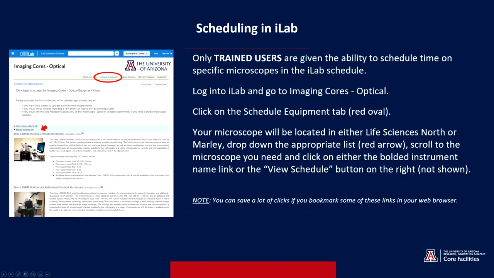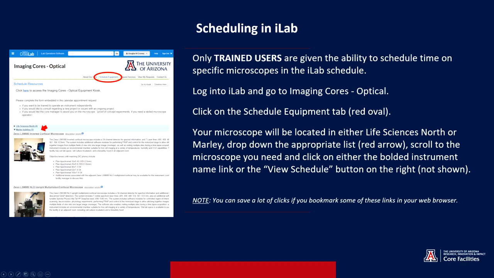Once you become a trained user, you can log into the core and access the schedule using the Schedule Equipment tab. And the microscope will either be located in the Life Sciences North building or in the Marley building. You can drop that list down, and then you can select the bolded name of the instrument, or over on the right-hand side there'll be a button that says View Schedule.